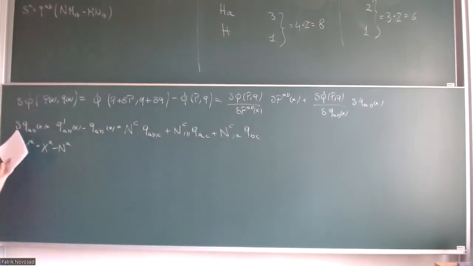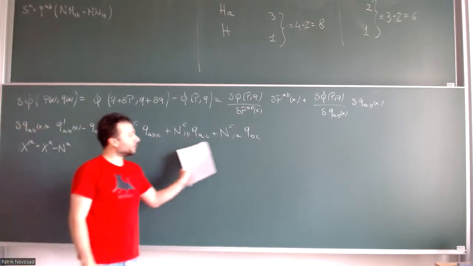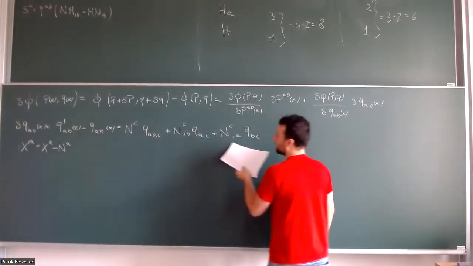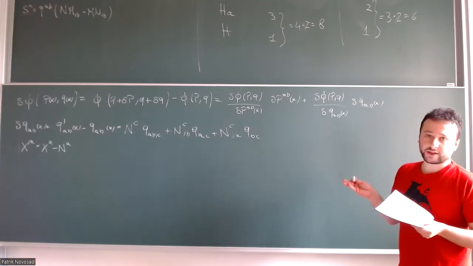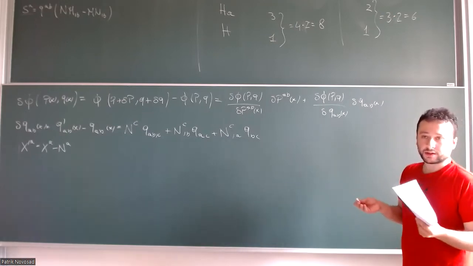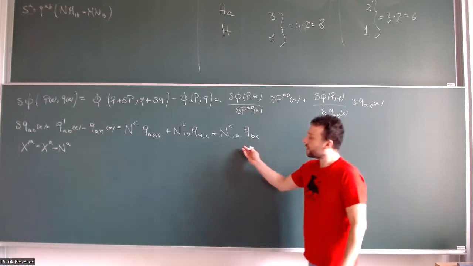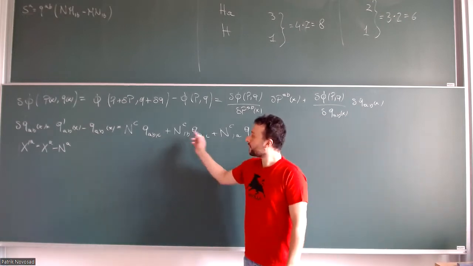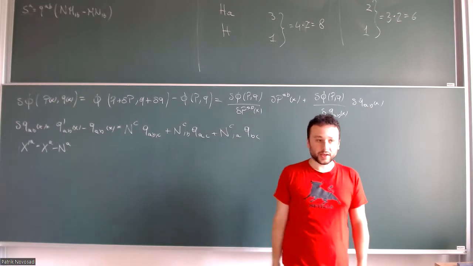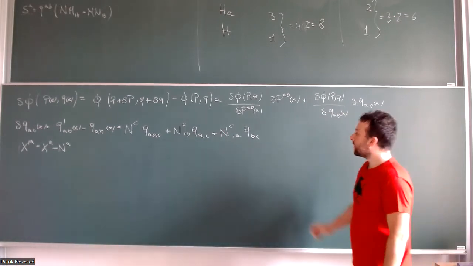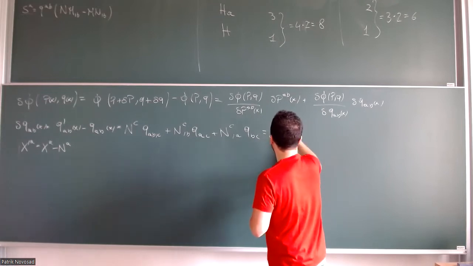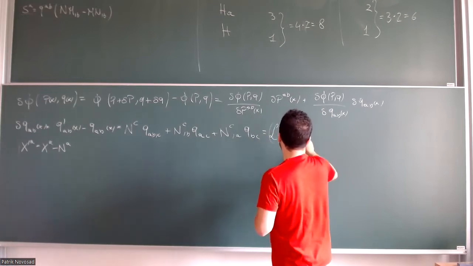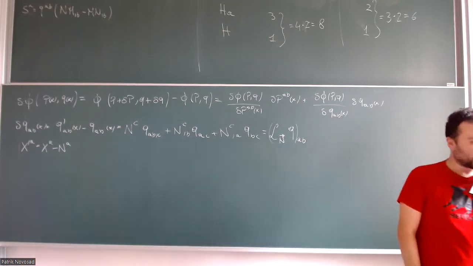So this functional variation corresponds exactly, you can recognize such terms here, to the Lie derivative of the metric tensor along a vector field n. So this corresponds to such a Lie derivative.